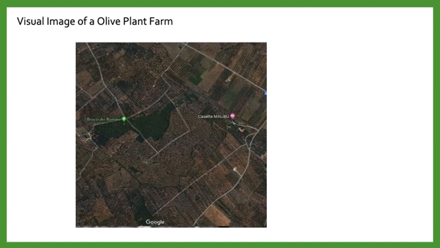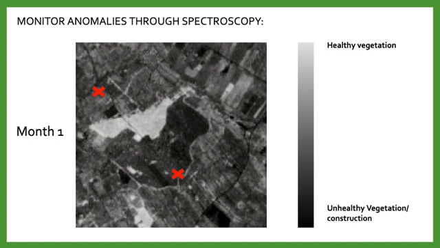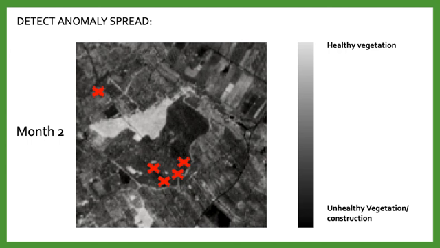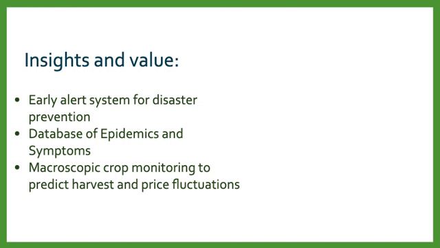So how do we do this? We look at the visual image of an olive plant farm, let's say in southern Italy. If you look at the spectroscopy image of month 1, you can see we've detected anomalies, represented by the red crosses. As we go to the next month, we notice that the anomalies are accumulating near a part, as seen down there. We can predict that there's a possible disease outbreak here, and thus say that you need to take preventive measures.